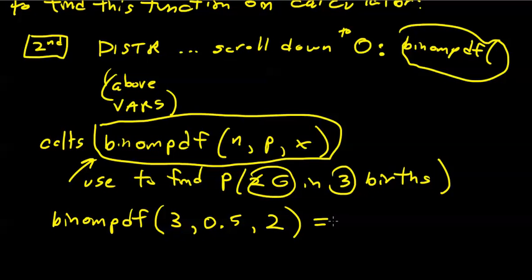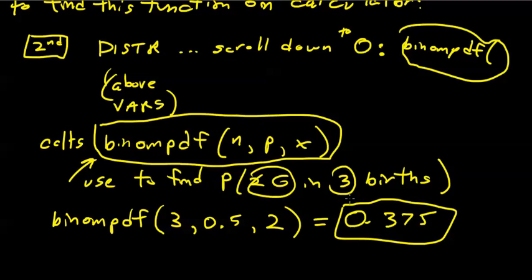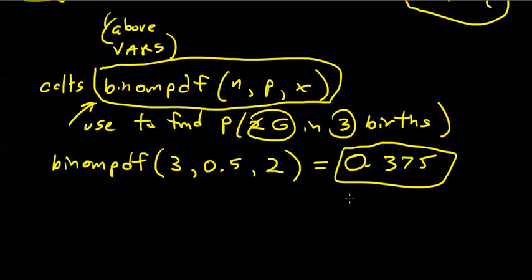3, comma, 0.5, comma, 2, close the parentheses, and I get 0.375. Just like we expected, just like when we grounded out from first principles with a hard list of all the possible outcomes. Oh, notice the comma. I didn't mention that. The comma we put in is above the 7 button. Yes, there is a comma button.